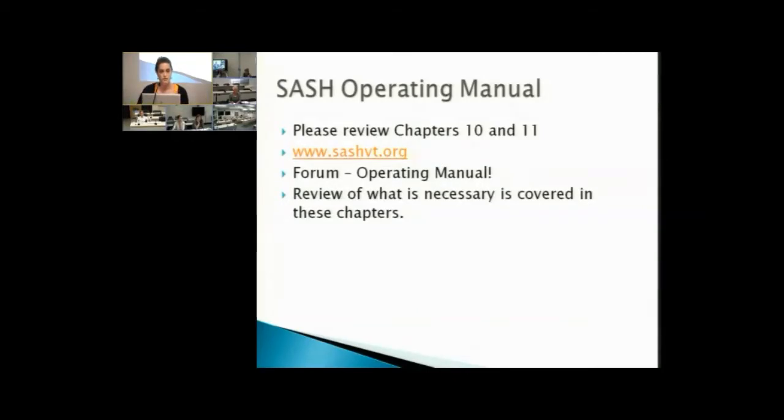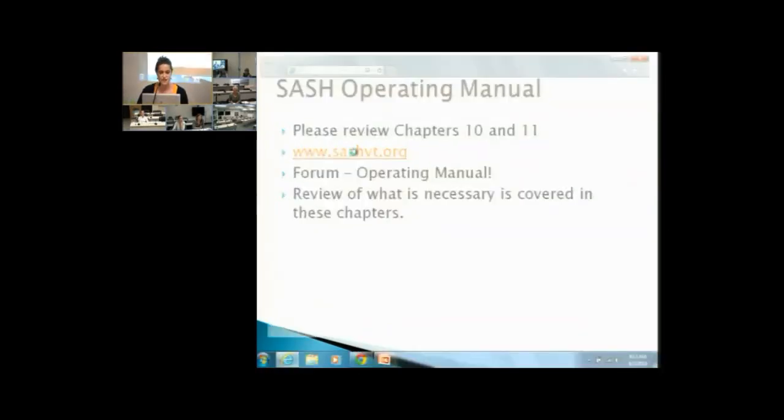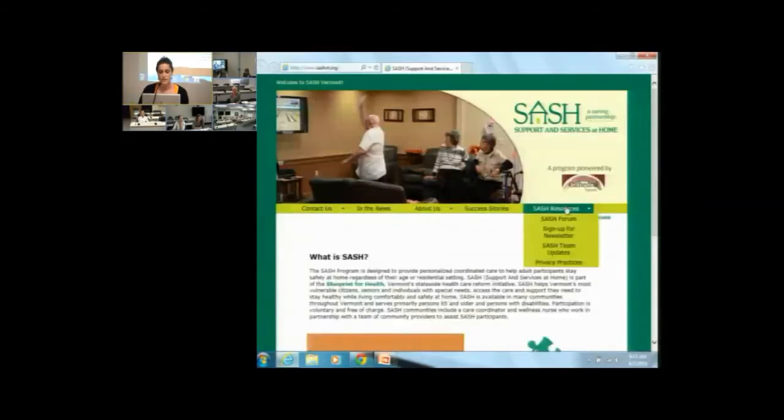And for those of you who aren't familiar, haven't gone, I just want to show you how easy it is, which I think you guys have seen this. But you go to sashvt.org, and then over here on the right, can you all see my screen? Yep. Yes? Okay, good. Then you go into the SASH forum.